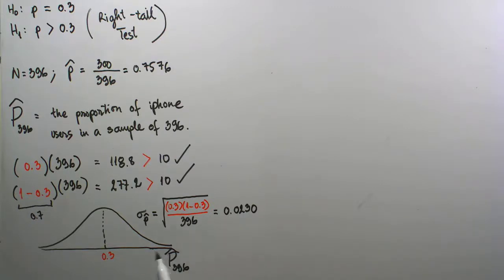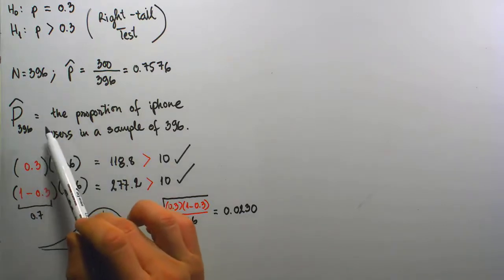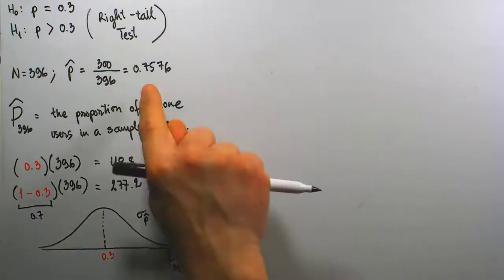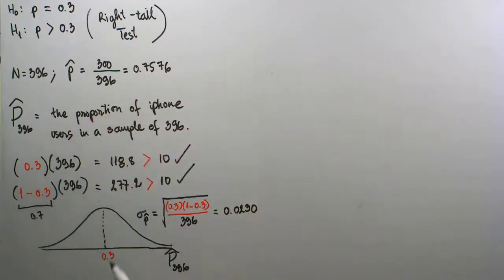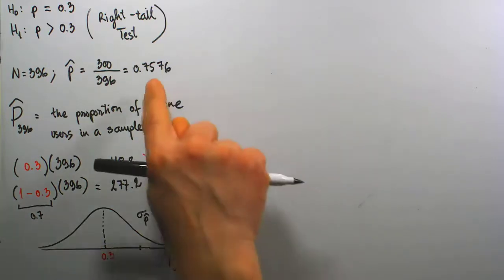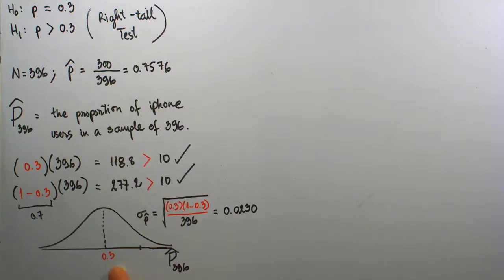And now that we have our bell curve representing the distribution of all sample proportion values, our sample in particular, being 0.7576, will be known to be somewhere on this bell curve. And precisely it should be somewhere to the right hand side, because 0.7576 is well above 0.3, the center of this bell curve. So this is where our sample p hat can be found, somewhere to the right hand side of the bell curve.